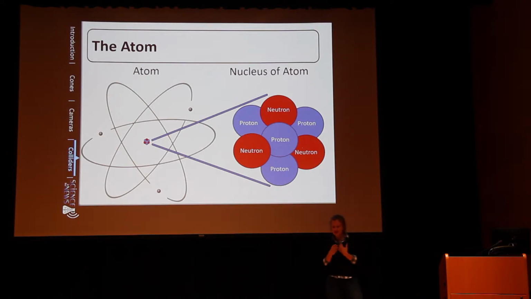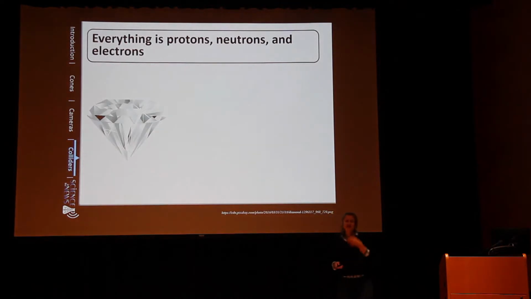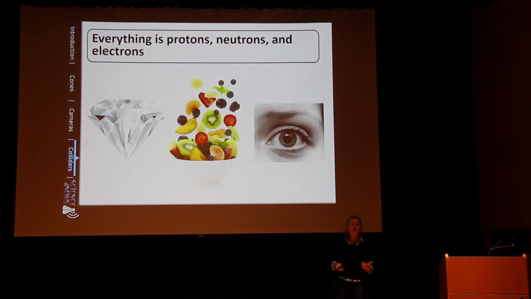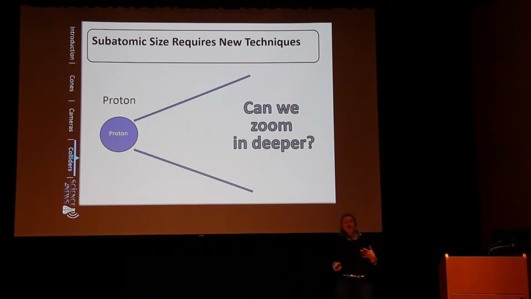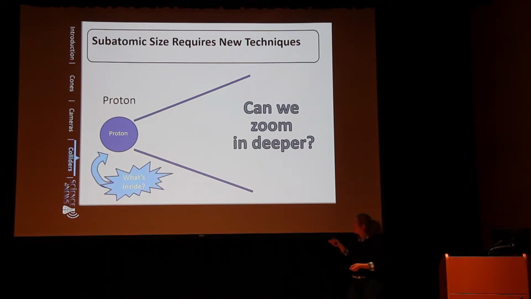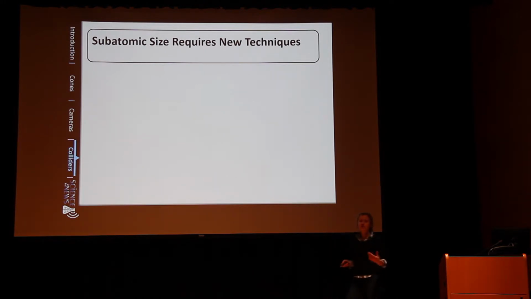I find it so amazing to think about the diversity of matter and life on Earth that's made of just these 3 units. From diamonds to fruit, to you and your eyes and your cells, everything is just protons, neutrons, and electrons. Now, you may have heard of protons, neutrons, and electrons, but in particle physics, we want to go even smaller. Basically, we want to know, is there anything smaller inside the proton? Clearly, we're getting to ridiculously small sizes.